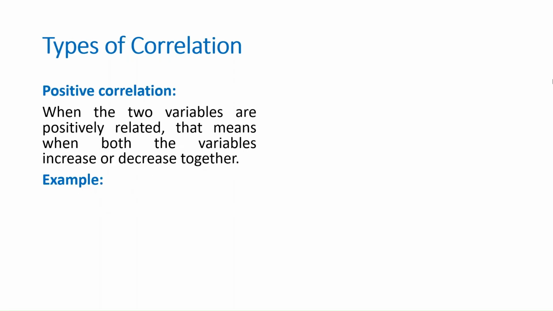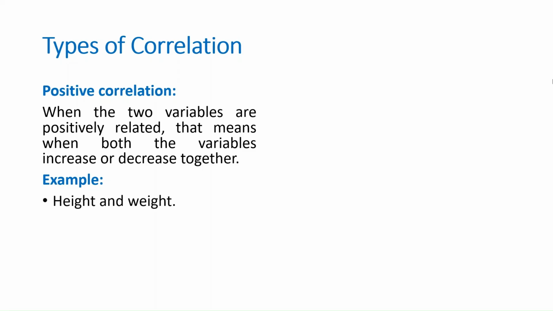Next is types of correlation. The first is the positive correlation. Positive correlation is the case when the direction of change of two variables is the same. That means while one variable increases, the other also increases, and while one variable decreases, the other will also decrease. So when the direction of change between the two variables is the same, that is the positive correlation.